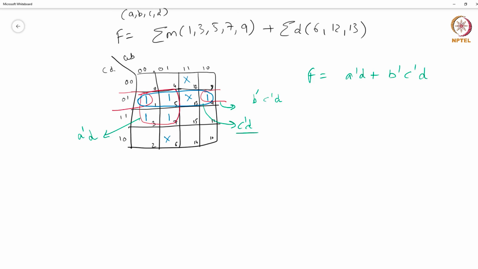So if I am including these don't care terms, then my expression f can be written as A dash D plus C dash D. This function f is more optimized because it has fewer literals; although the number of terms is the same, the literals are fewer. So this forms the more optimized version. This is how we can solve K maps for 4 variables.